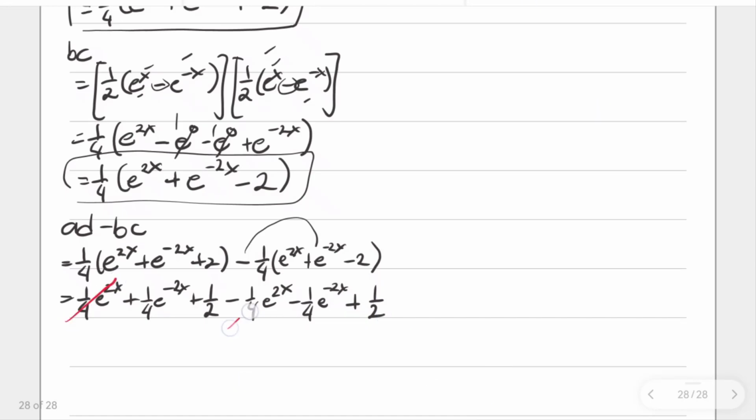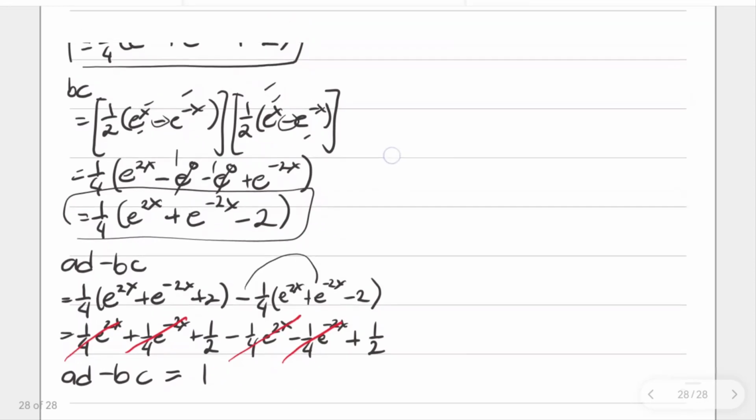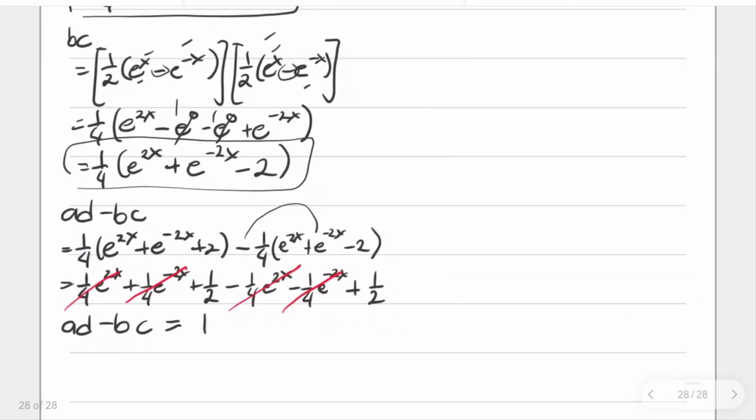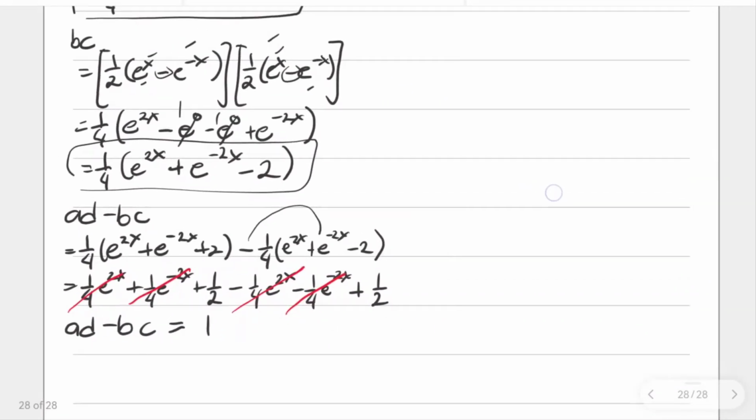These cancel. Again, we have this same item here. We also have the same item here. In short, AD minus BC is just equal to 1. See? It's a very long process, but it's just equal to 1. Nevertheless, the purpose for that is to make sure that our process is correct.